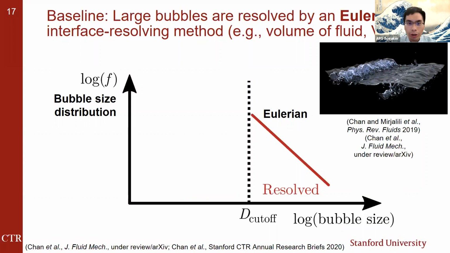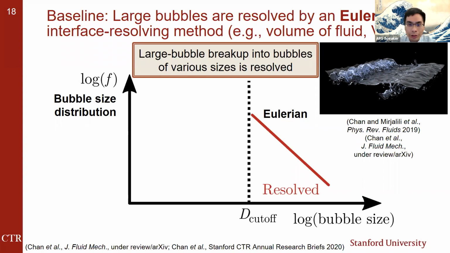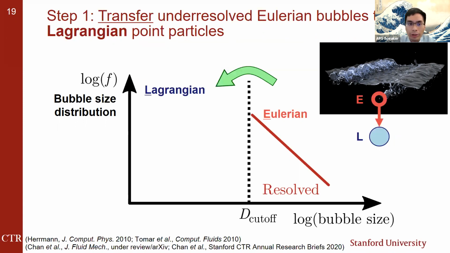We intend to resolve large bubbles and the wave surface by an Eulerian interface resolving method, such as a volume of fluid scheme. In the inset, I have an example of one of these simulations, a large-scale simulation. In this case, all the bubbles are larger than the grid size, they're resolved, and they are captured in an Eulerian fashion. This solver resolves large bubble breakup into bubbles of various sizes. Small bubbles are also generated in this process, and some of them turn out to be under-resolved. So step one of our model will be to transfer these under-resolved Eulerian bubbles to become Lagrangian point particles.